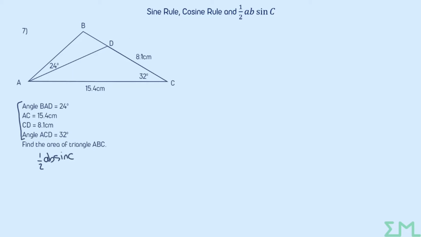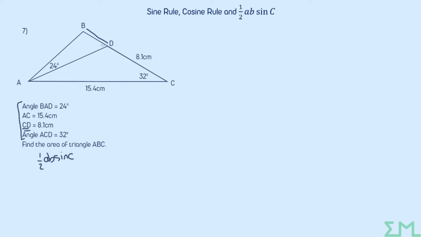Now, if we look at what we've got, we do have an angle with 2 sides on each side, but unfortunately it's not going to be as simple as that because the 8.1 is only CD. It's not CB, so we're going to need to find out this side here in order to have the full side so that we can put it into that formula.